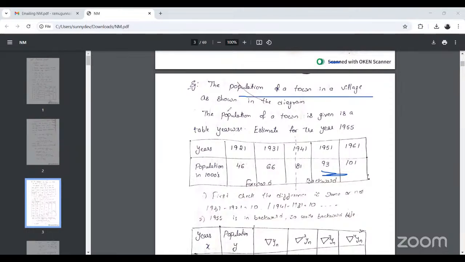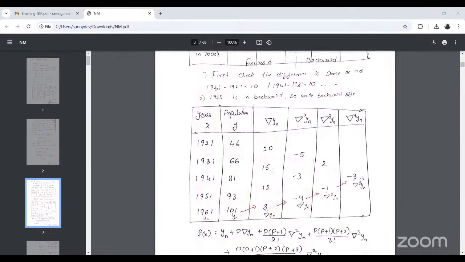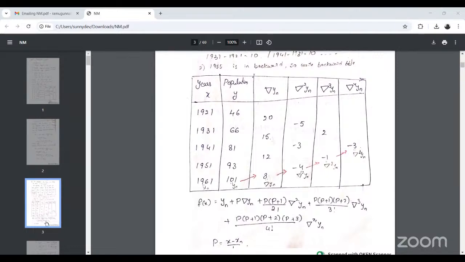The population of a town is shown here, and they are asking us to estimate the population in 1955. Now observe here, 1955 is nearest to 1961. So 1961 is at the bottom of the table. When we are going from down to up, which formula do we use? We use the backward difference formula.